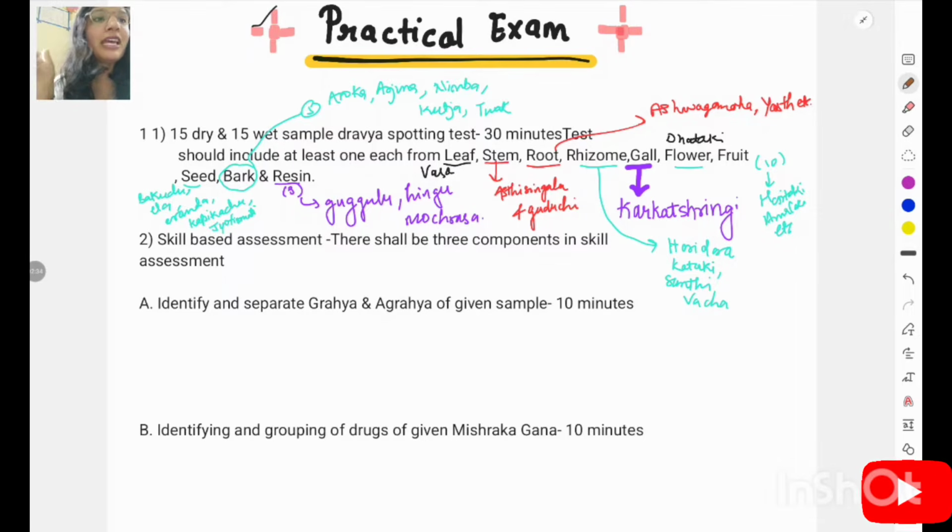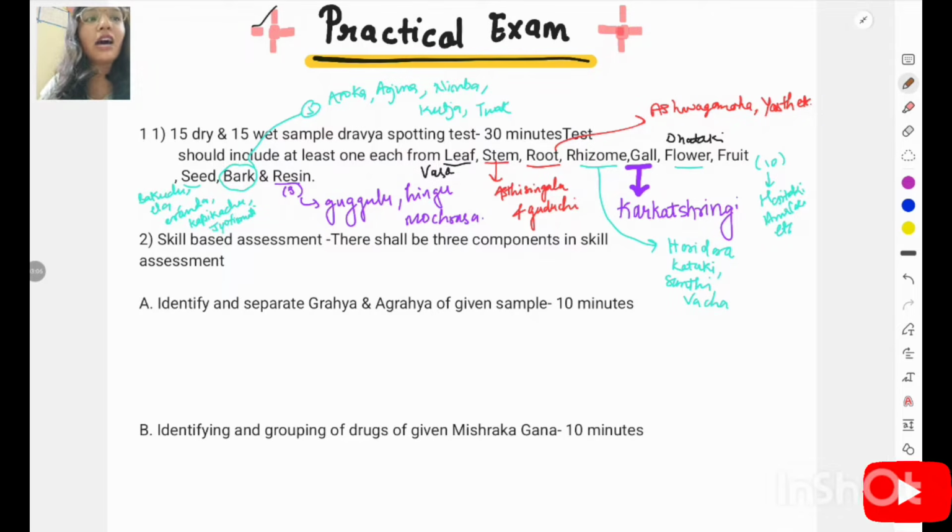Okay, next is rhizome. Only 4 drugs are there in which we are using rhizome: haridra, katuki, shunthi and vacha. And if others are there then you can also include them. Haridra they can keep as wet also, dry also, shunthi also because it is easily available, but for vacha and katuki chances are it will be dry. And then for gall only a single drug is there, that is karkatashringi. So you should focus on karkatashringi because it will surely come.